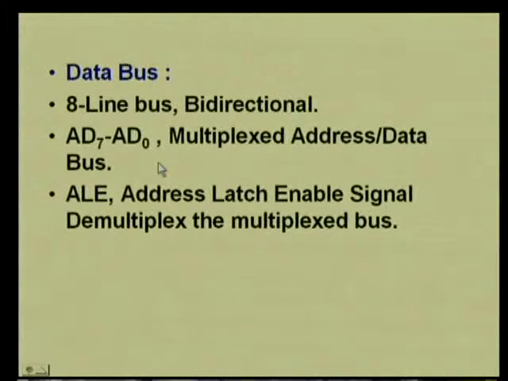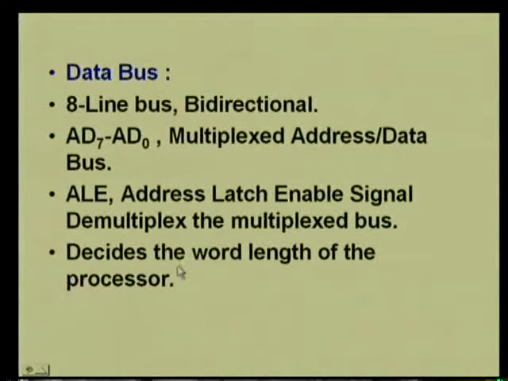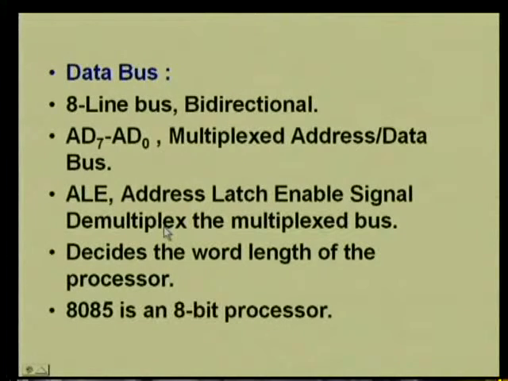For any microprocessor, the word length of the processor is decided by the length of the data bus. So if the data bus has 8 lines, then it is treated as an 8-bit processor. If it has a 16-line data bus, then it is treated as a 16-bit processor, and so on. So here 8085 is an 8-bit processor because it has an 8-line data bus.